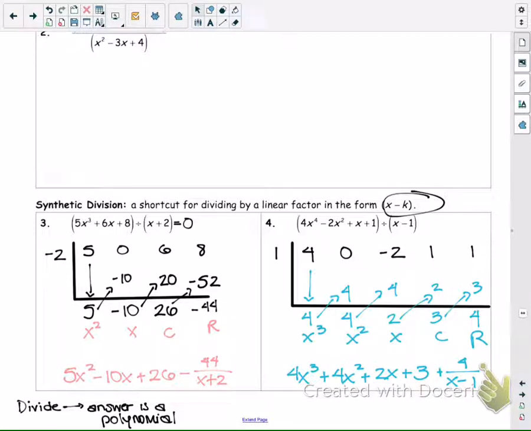Any issues with this basic form of synthetic division? Typically, your answer should have one lower exponent to start with. So notice I started with a 4x to the 4th. My answer has an x to the 3rd to start with. So you're dividing out one x, which means everything should go one lower. That's typically how that works. All right, on the back real quick.